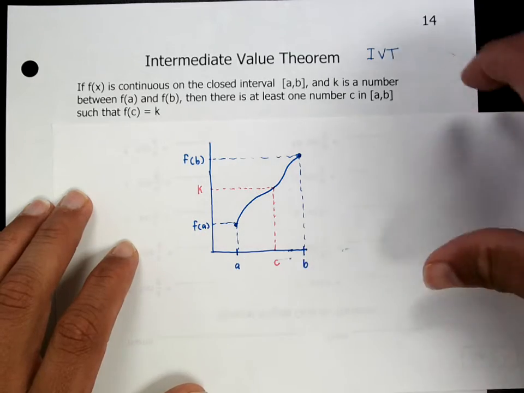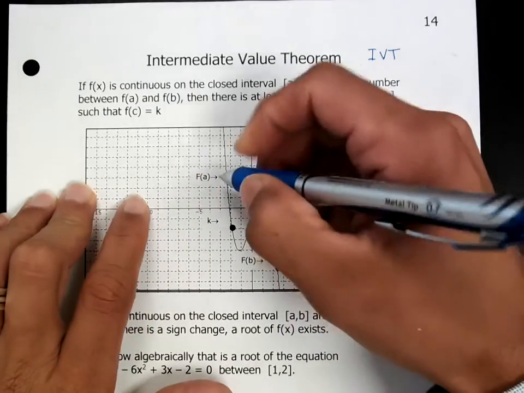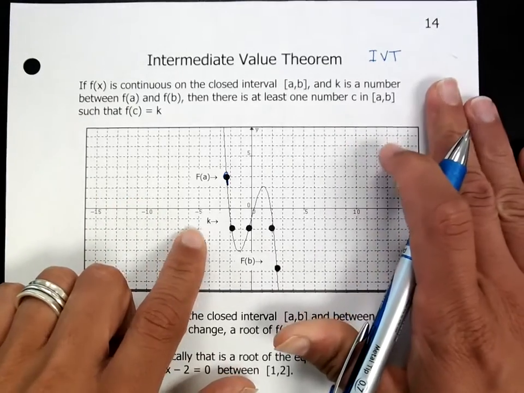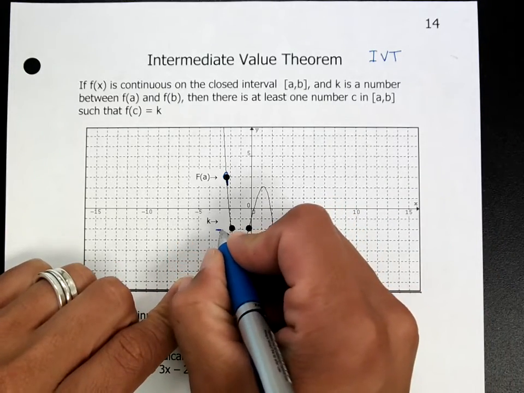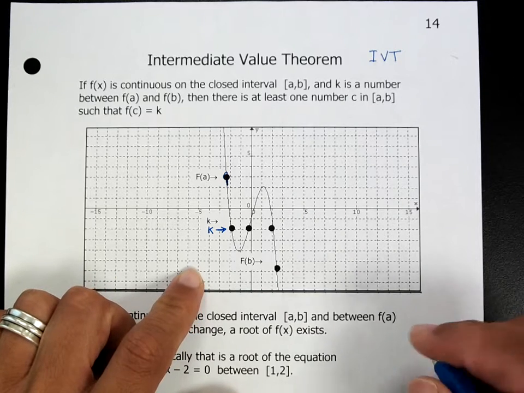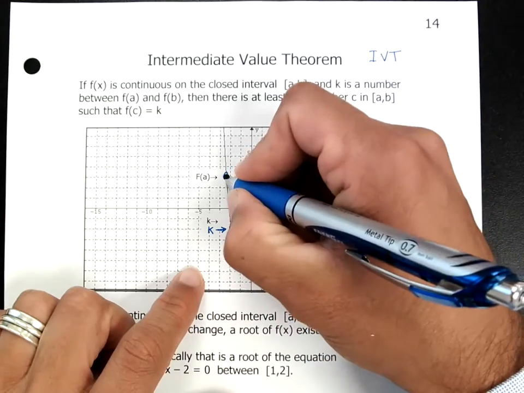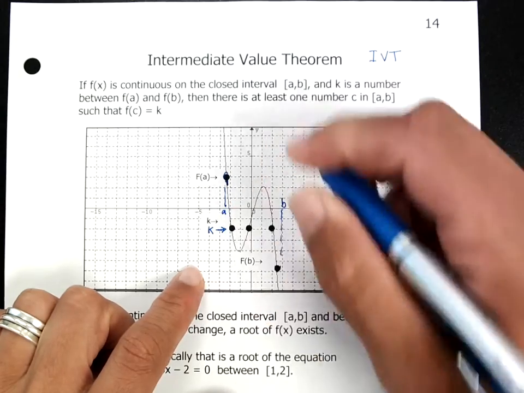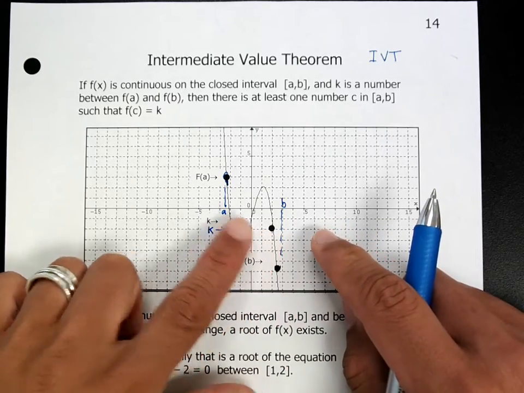Now, this one is saying the same thing. This is f of a, this is f of b over here, and this is continuous. They're saying that the point k right here, they didn't do such a good job here, but k is this y value here. And all that's saying is that there is some c value, some x values between a and b. So this would be a, and this would be b. So there exist some x values for this one, that one, and that one. That's all that's saying.